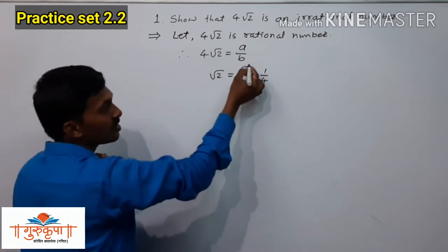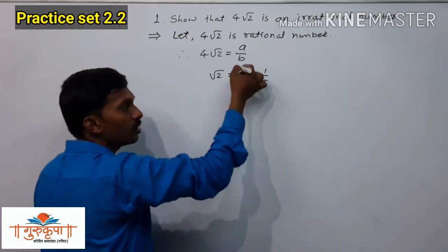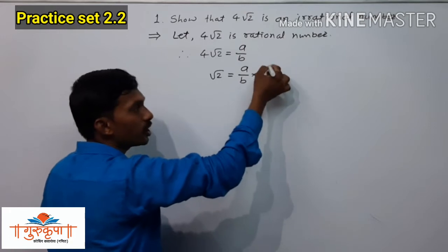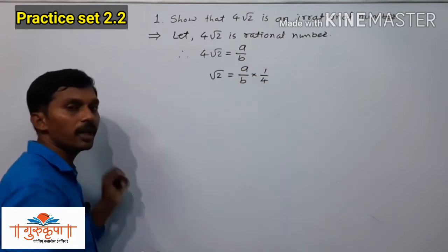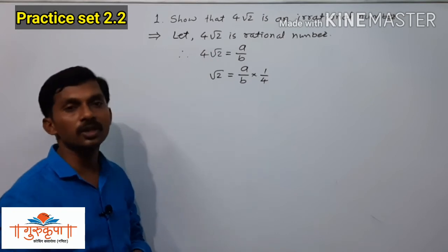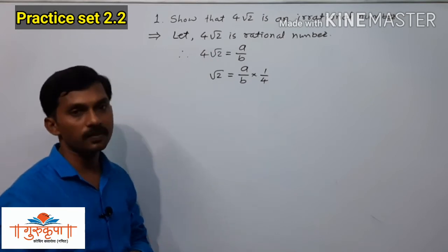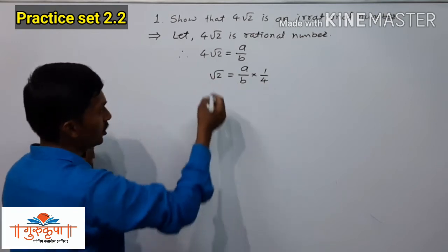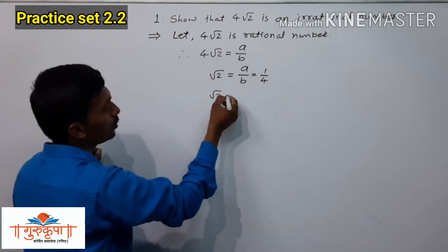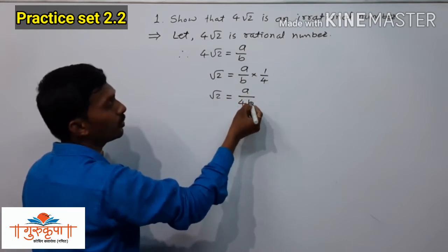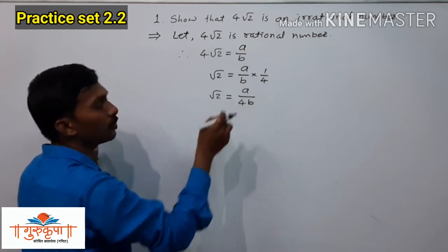So here a upon b is a rational number. 1 upon 4 is also a rational number, and all of you know that the product of two rational numbers is always rational. Simply we can write it as root 2 is equal to a upon 4b, which is a rational number.